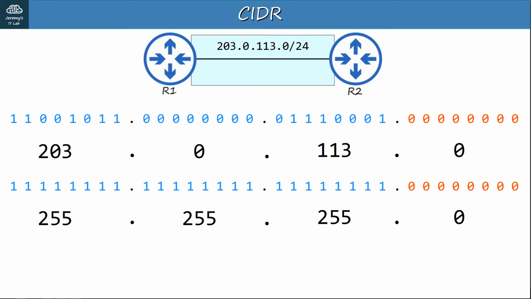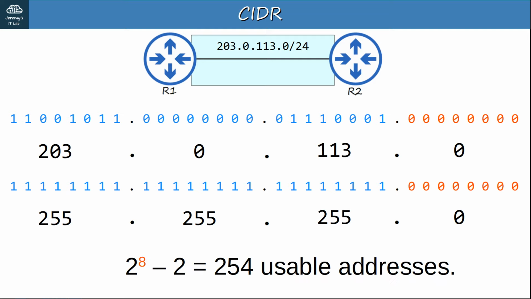Well, how many host bits are there? 8, because it's 1 octet. So, how many potential hosts, or how many usable addresses are there? Well, the formula is this. 2 to the power of 8 minus 2 equals 254 usable addresses. What is the 8?